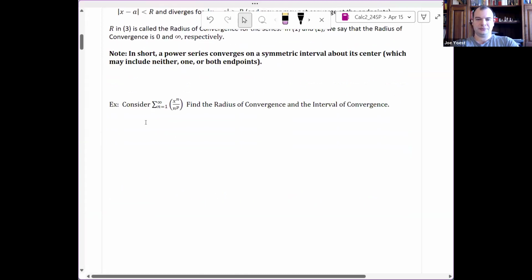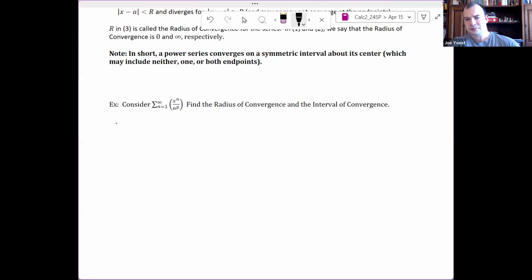Okay, so let's look at this series. Consider sum n equals 1 to infinity of x to the n over n to the p. Find the radius of convergence and the interval of convergence. Okay, so let's work through this. Something we might notice is that we have these x to the n powers here. What I want to know is, when I plug in a value for x, do my terms blow up or do they get small really fast?